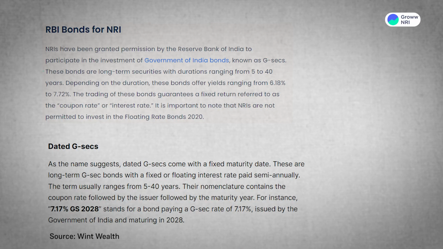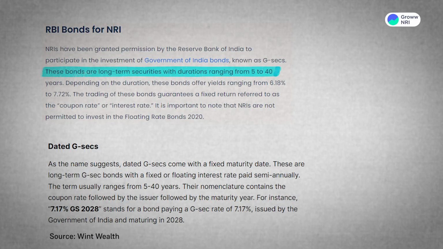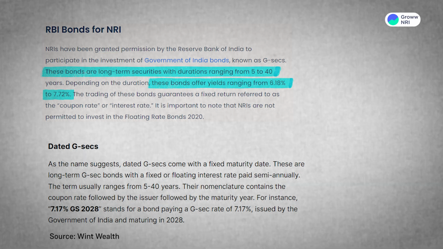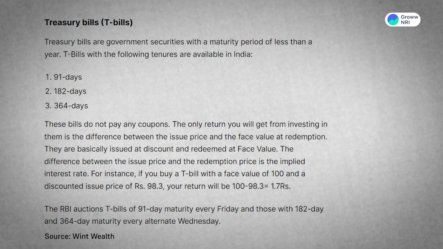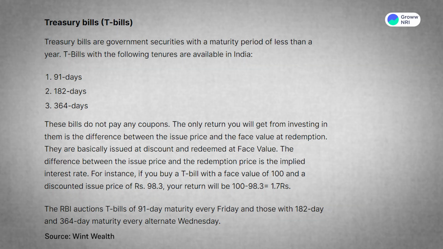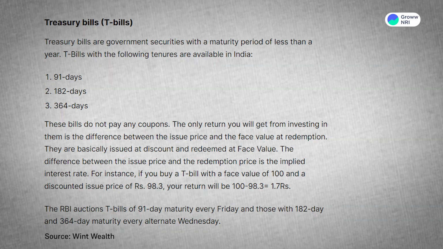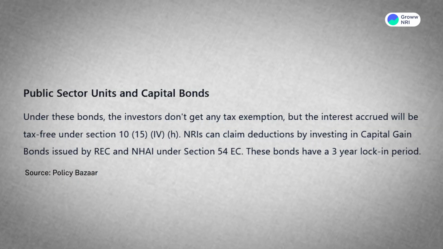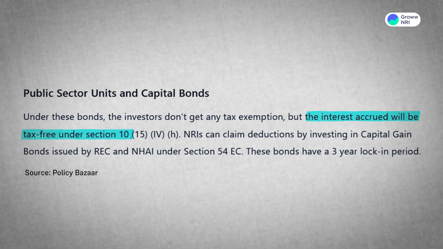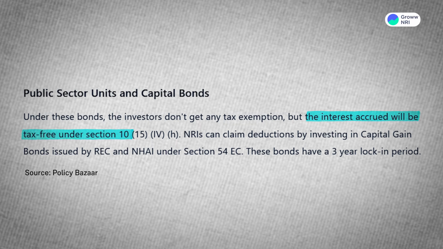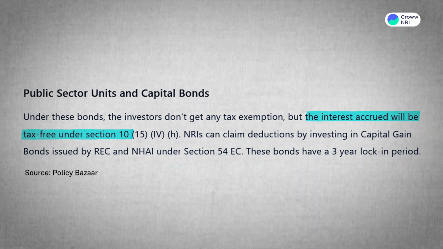The tenure for dated GSECs is between 5 to 40 years and the yield will vary from 6.18% to 7.72%, giving you fixed returns. For T-bills or treasury bills, the tenure is 91 days to 364 days. As NRIs, you cannot invest in floating rate bonds 2020. In general, the interest accrued on PSU bonds are tax-free bonds under Section 10. Please note that investments in these bonds do not qualify for tax exemptions.